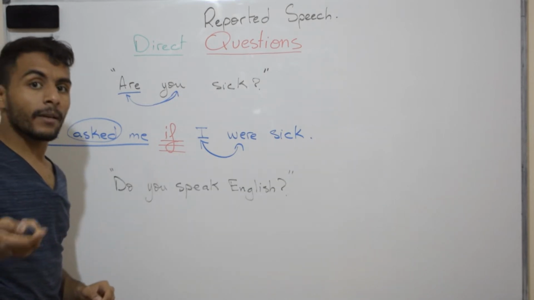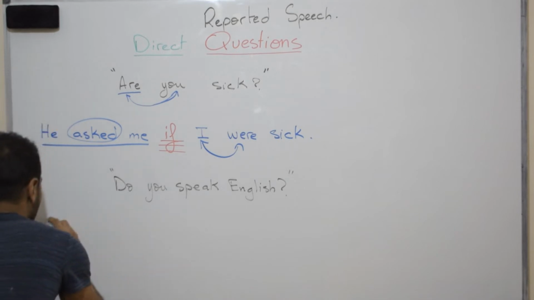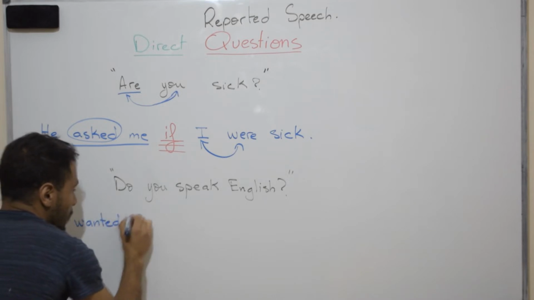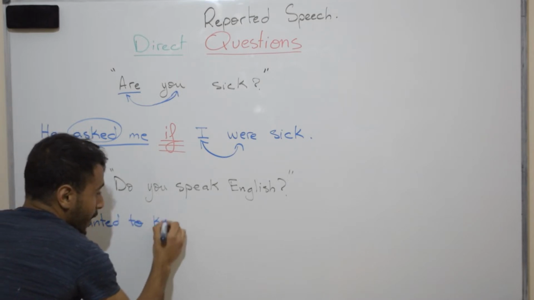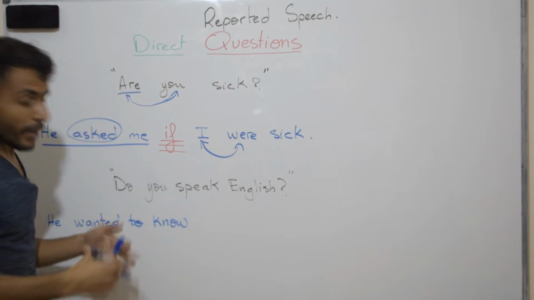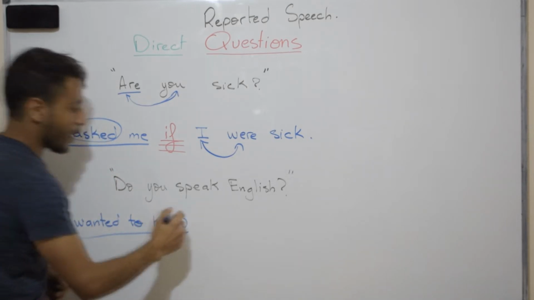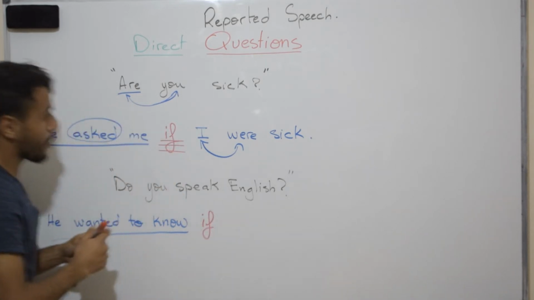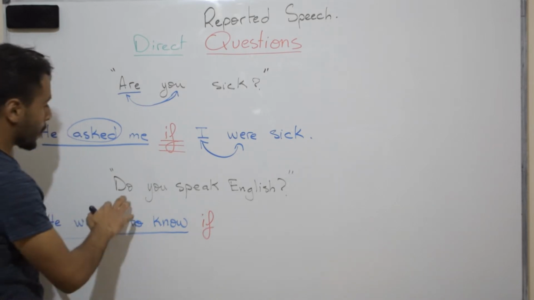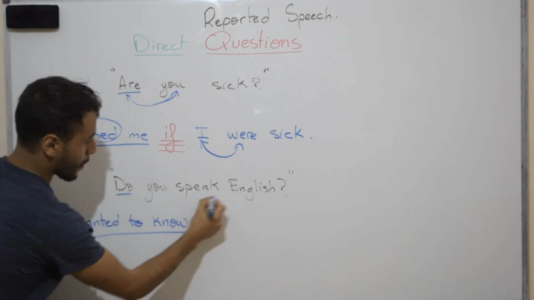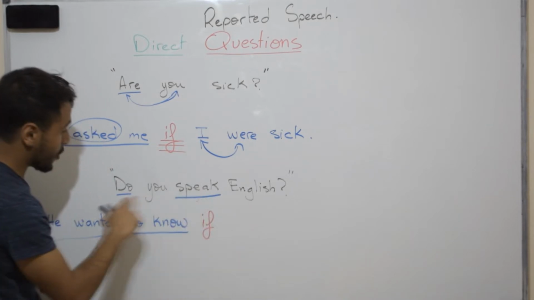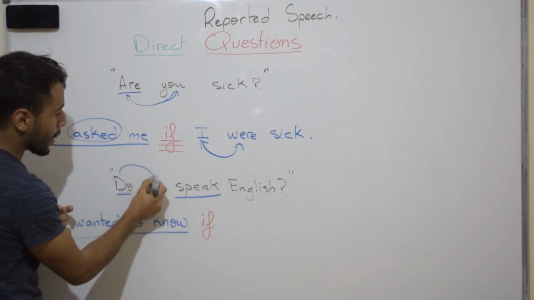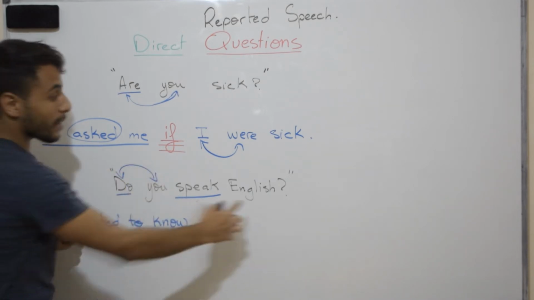Do you speak English? You can say, he asked me, or he wanted to know. So, it's not he told me. So he wanted to know. He asked me. It's the same. Again, if. Now, what do I have to do? We have the verb here. This is the verb. It's not only that. It's this. All of this is the verb. And as you can see, the auxiliary is changing place with the subject because it's a question.